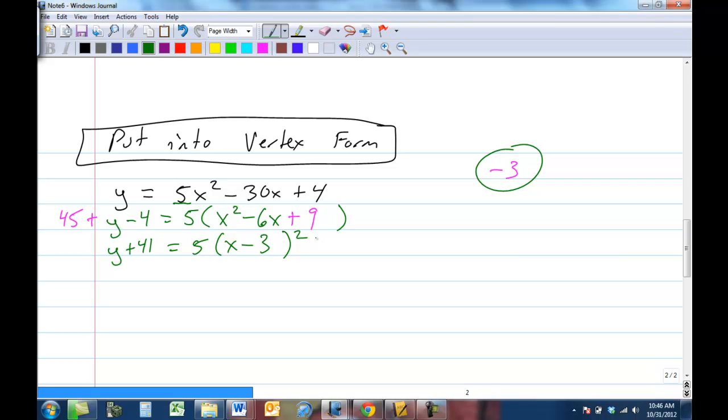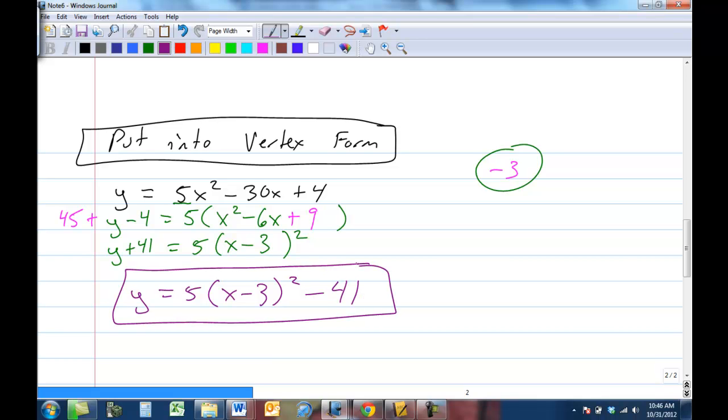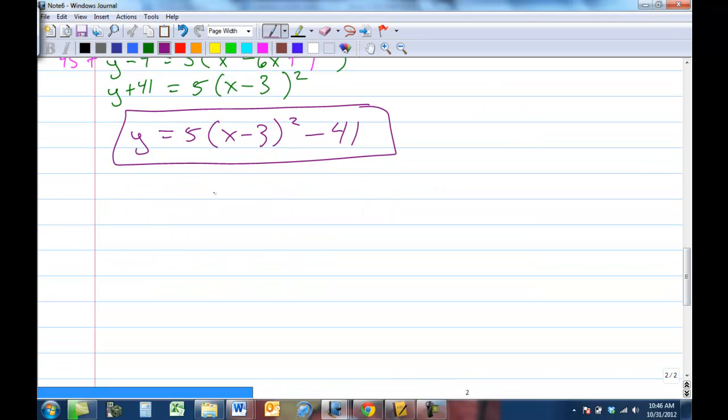Now, because we can't solve this, we've got two different variables, this is one where we're just going to put it in vertex form. So the last step is just get y by itself. y is equal to 5 times the quantity of x minus 3 quantity squared minus 41. That's our final answer. Now, hey, which way would this parabola open? It would open up. It would be very narrow. And where would the vertex be? The vertex would be at the point 3, remember the opposite of what you think, comma, what you think, negative 41.